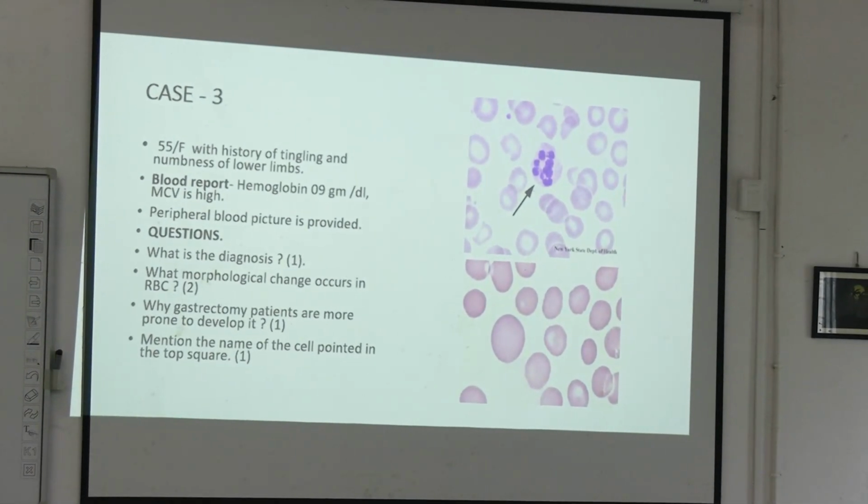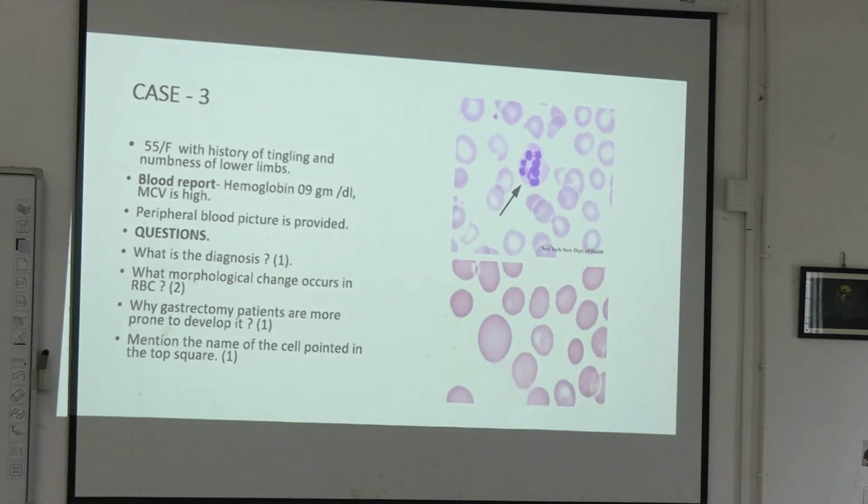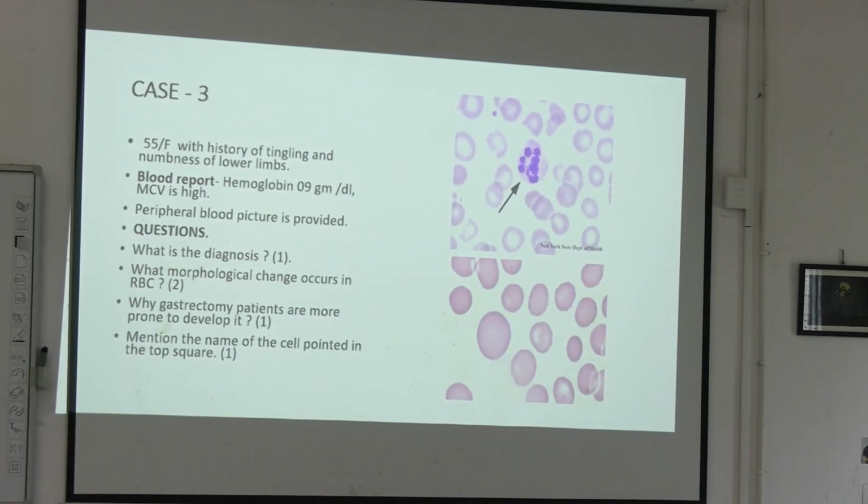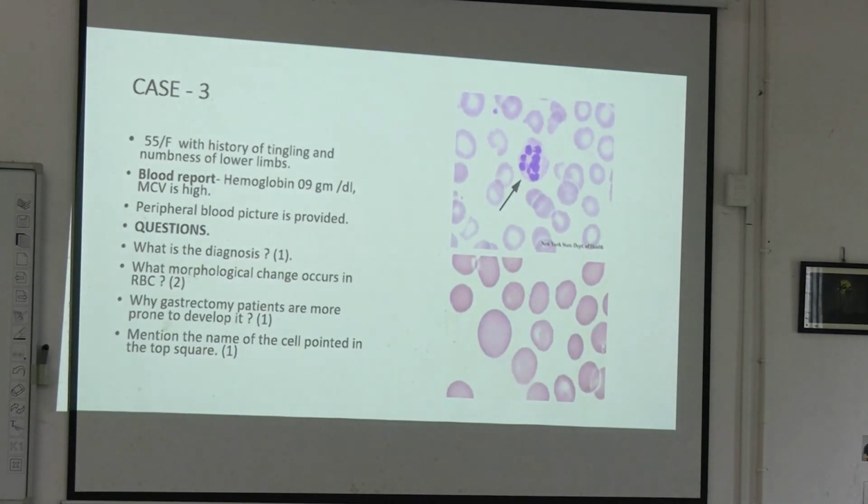So this is a hypersegmented neutrophil, and you should demonstrate this hypersegmentation, that is more than 5 lobes in at least or more than 5% of all the neutrophils present in the blood. Only then we can call it a case of megaloblastic anemia. So megaloblastic anemia or vitamin B12 deficiency anemia or folate deficiency anemia.